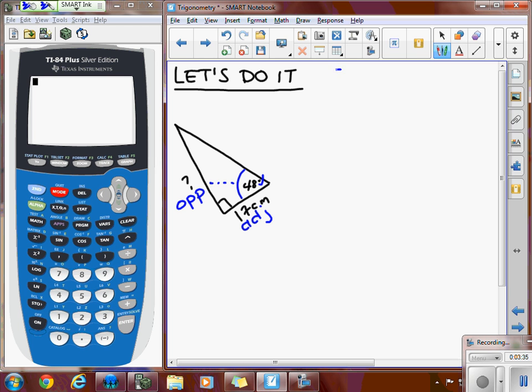If I think back to this initial little catchphrase, SOH CAH TOA, there's only one of those ratios that uses opposite and adjacent, and it's this last one, TOA. So we start by saying, okay, the tangent of my reference angle, 48 degrees, is opposite over adjacent.